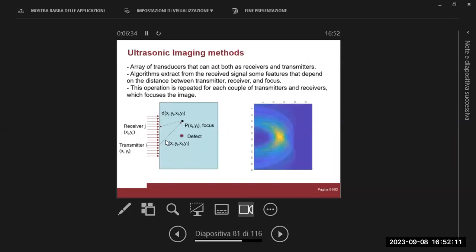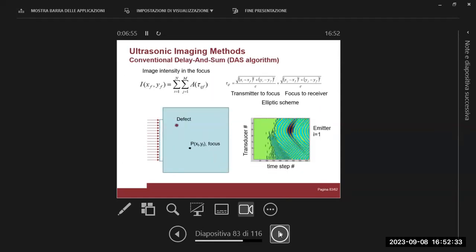Basically, different images obtained by transmission and reflection using the different transmitters as emitters are superimposed until a clear image of the defect is reconstructed. Different imaging techniques can be used. One very popular one is delay and sum. The delay and sum works like that.